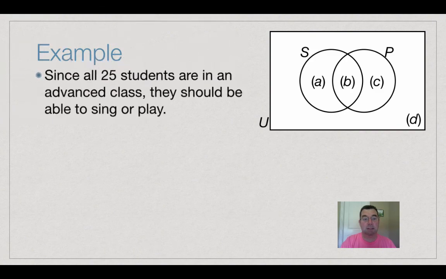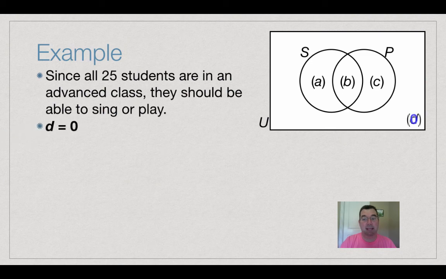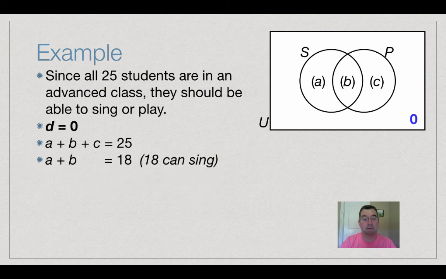All right, so since we've got all 25 students, they're in an advanced music class, so I'm going to assume that they should all be able to sing and play, so that means that D is 0. That would be the number of people that don't belong in either group. I know that there are 25 kids in the class, so A plus B plus C, those are the only letters left. Those have to add up to 25.